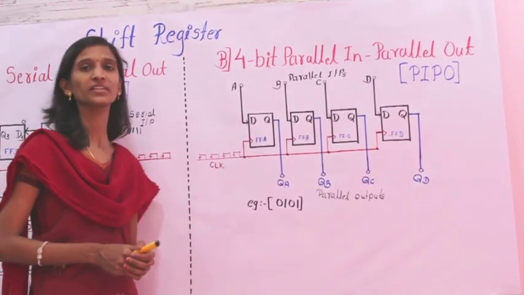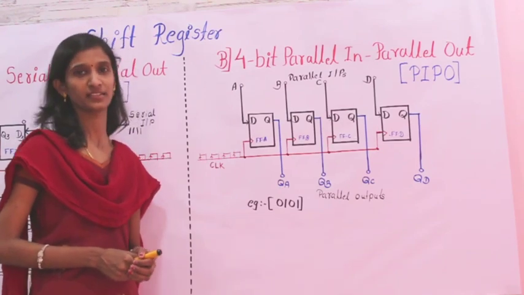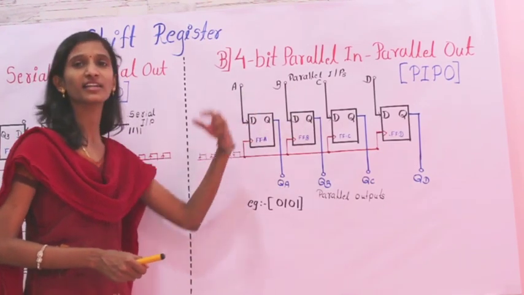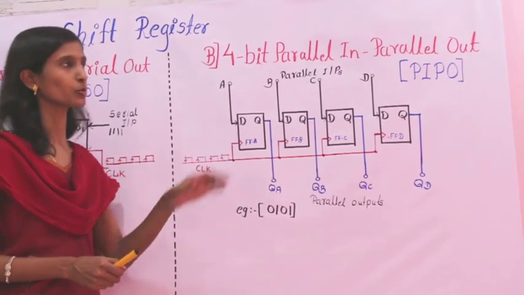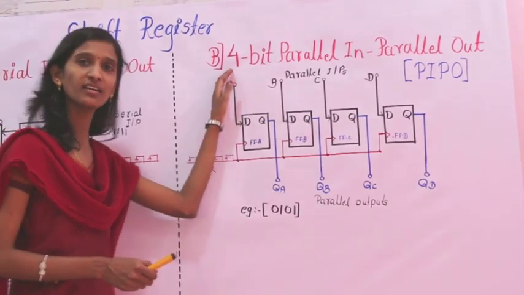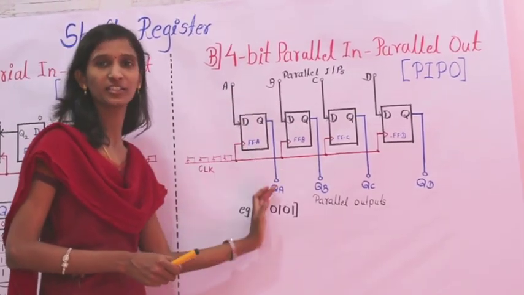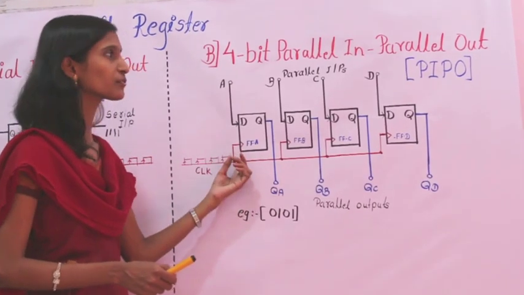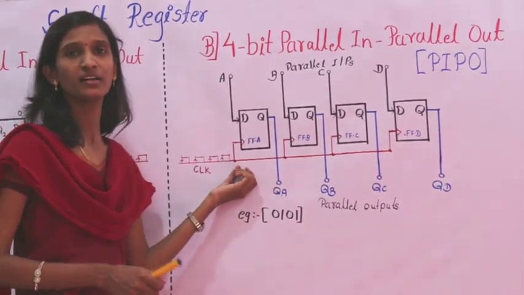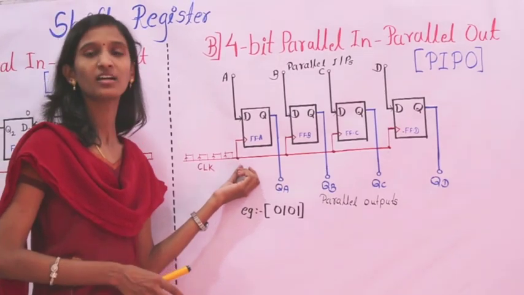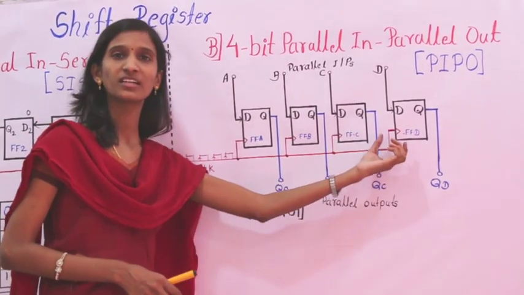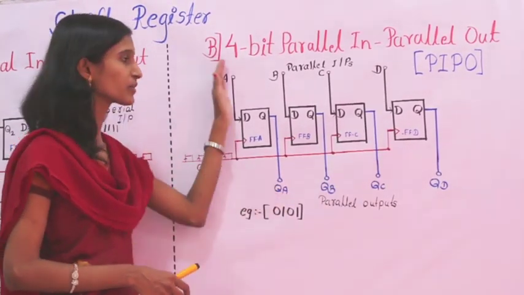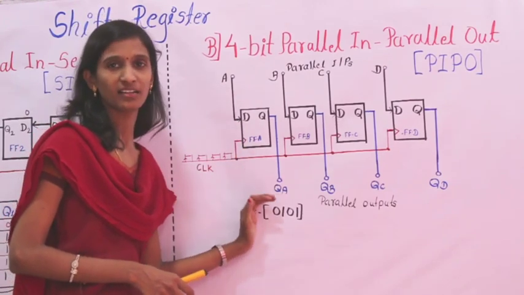Moving towards the 4-bit parallel in parallel out shift register. Here again you can see the title, parallel in and parallel out. So we have to give the input data in a parallel manner and we should get the output in a parallel manner. Again, for 4-bit data transfer, storage or shifting, we require 4 D flip-flops connected in such a way that we get parallel inputs and parallel outputs.